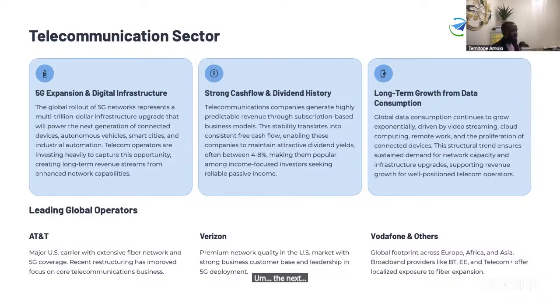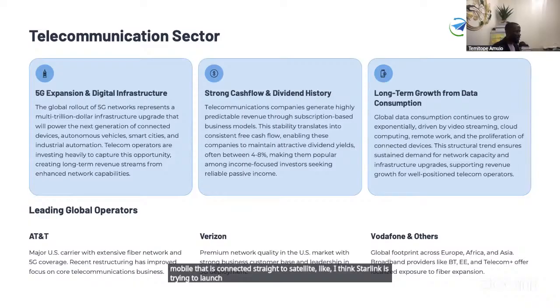the next 2 days it is off. And they said it's not even fast, if you load three gig data. So I was asking, is it possible that we have mobile that is connected straight to satellite? I think Starlink is trying to launch that in some African countries.